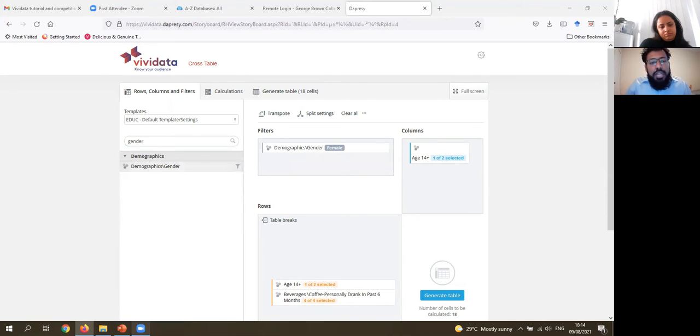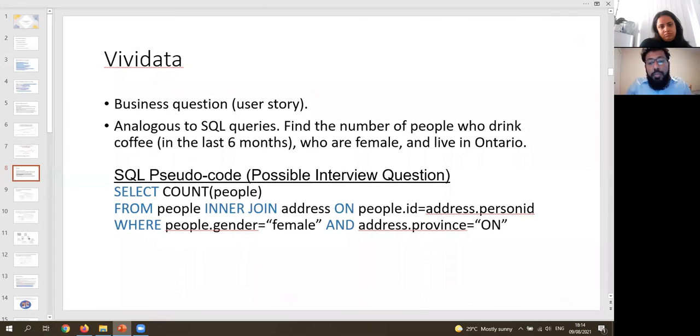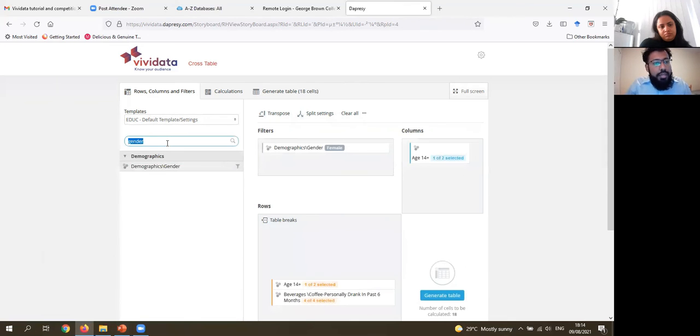Then the additional thing which I need is people who live in Ontario. So again, something like a province. And then once I have typed in province, I will click on the search button. Demographic, I think I'll be able to, yeah, geography province, add this as a filter again.